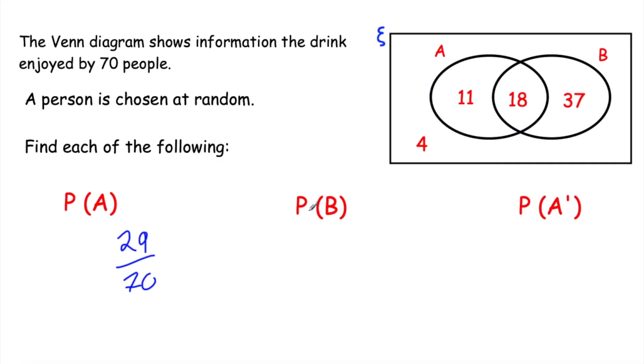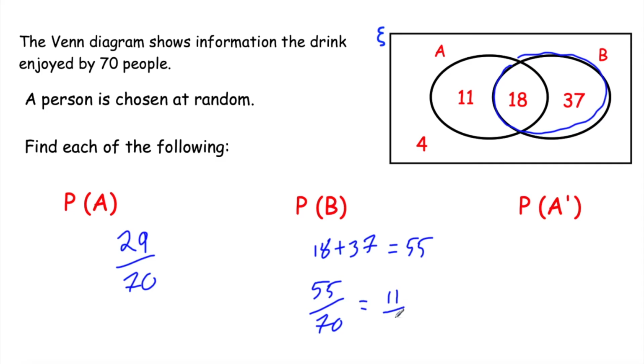Okay, next, the probability that they like drink B. So let's have a look at drink B. These people like drink B. These people liked both drink A and drink B, and these ones just like drink B. So altogether, in terms of liking drink B, we're going to do 18 plus 37, and 18 plus 37 is 55. So altogether, there's 55 people that like drink B. So the probability of someone chosen at random liking drink B will be 55 out of 70, 55/70ths, and that's it. Now, just out of interest, if you cancel it down, you would have got 11/14.